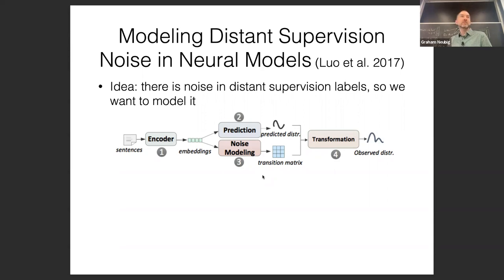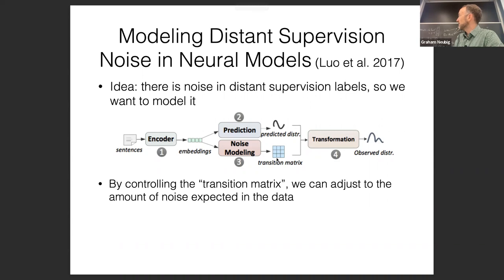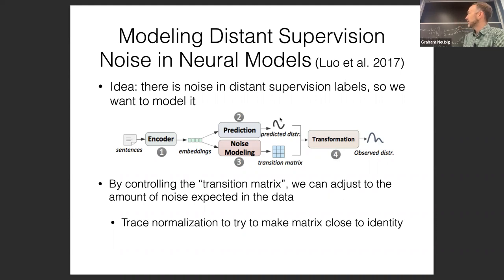If people are familiar with label smoothing, it is kind of like this, but it has a fixed transition matrix, whereas here they're learning this transition matrix on the fly. And one important thing is they also have a small amount of clean data, maybe manually annotated data, where they fix this transition matrix to one. So the idea being that on the clean data, you get a predicted distribution that you're very confident about, so you're not making any adjustments to it. And then on the noisy data, you allow the transition matrix to be more free. So I think this is a neat idea that was mostly tested on relation extraction, but I think it could be applicable to other varieties of noisy data as well.